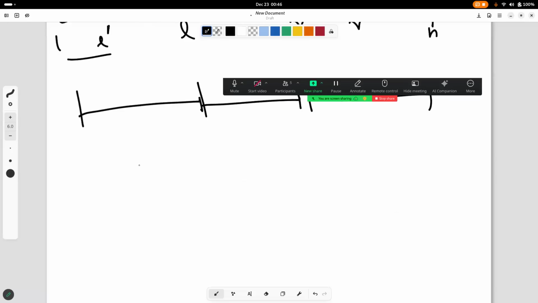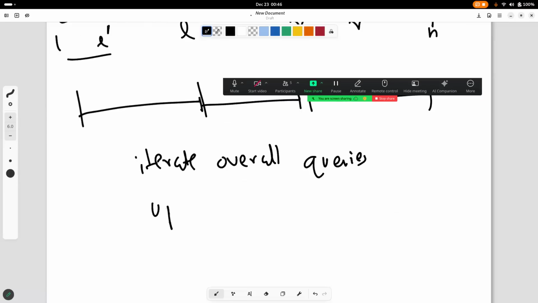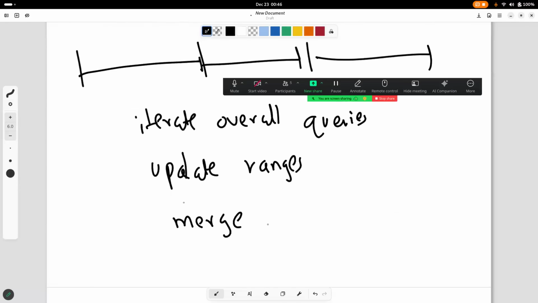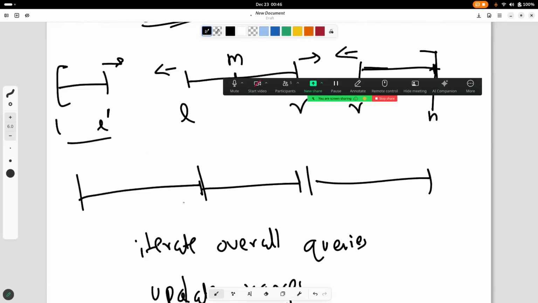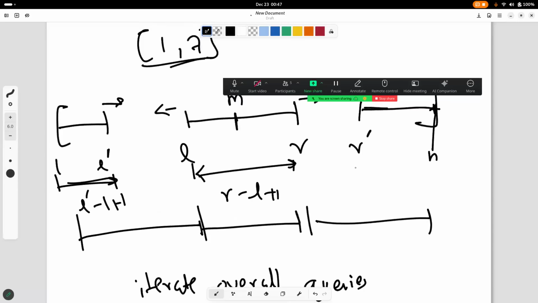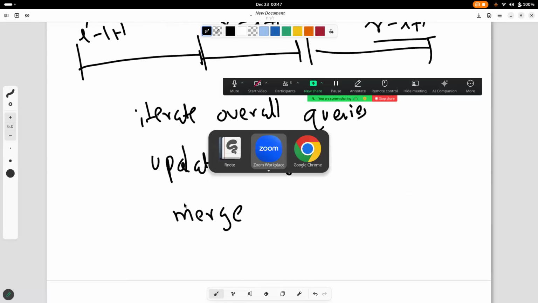What we can do is iterate over all queries, update our ranges, then merge them to remove duplicate ranges, and finally, once we have these ranges, count how many positions there are for the joker. In this range, there are L dash minus 1 plus 1. How many positions are there for the joker in this range? There are R minus L plus 1. And similarly, R minus L plus 1 for all the possible ranges. That would be how we can get the answer.